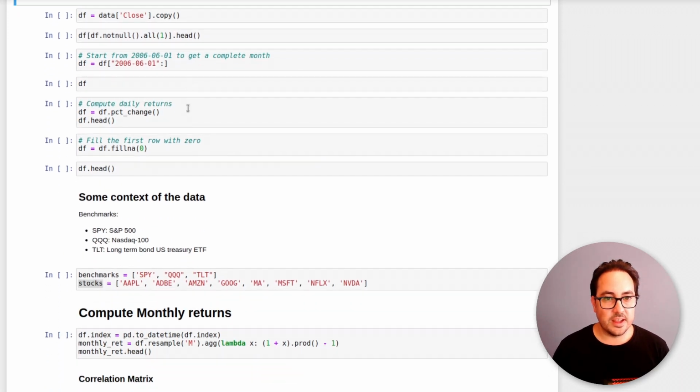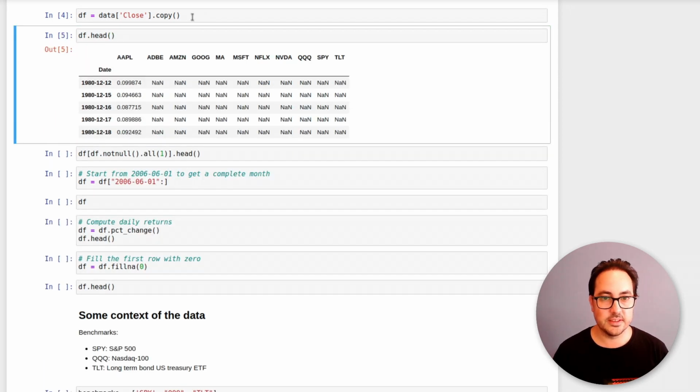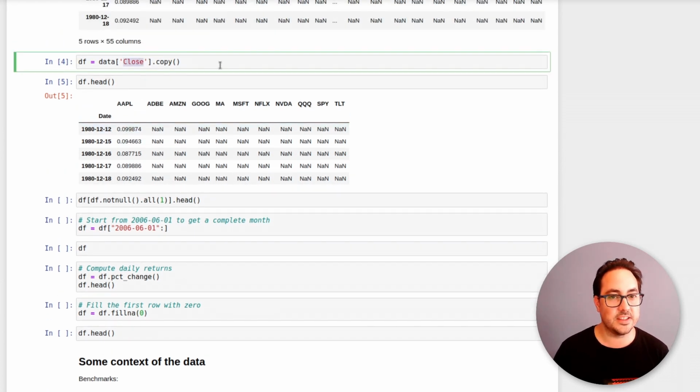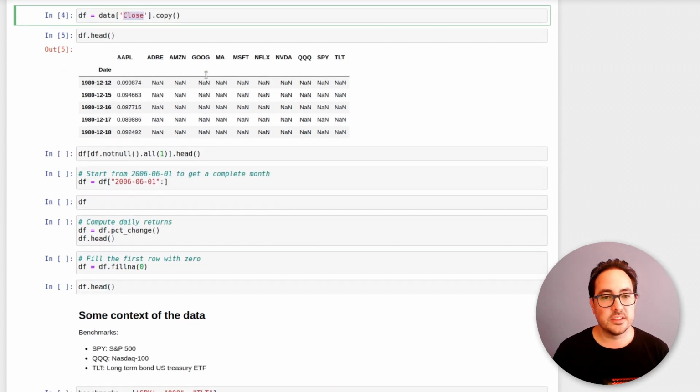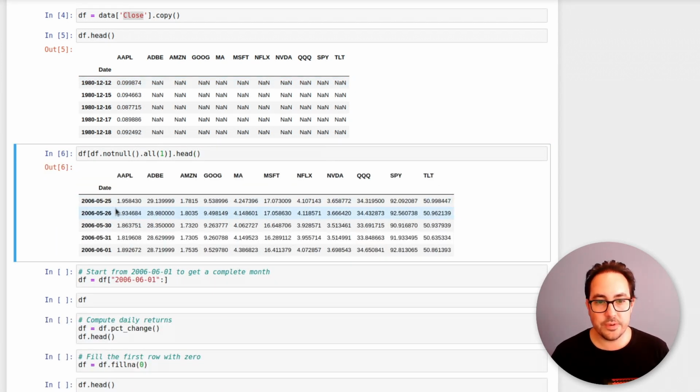Here I'm just copying the close field, so we can take a look at what DF is. DF has, for each stock, the close price, but this is actually the adjusted close price. What we need is to see on which date the data starts for all the stocks. And we find that by passing this condition, we find the first date that we have data available.